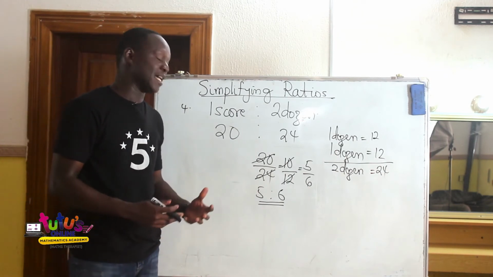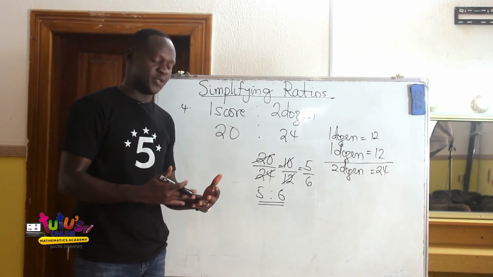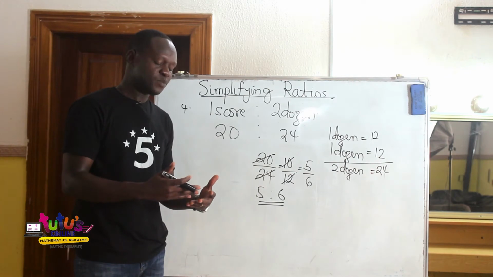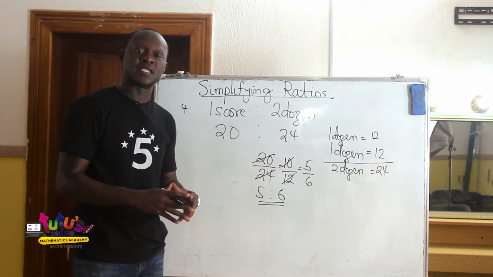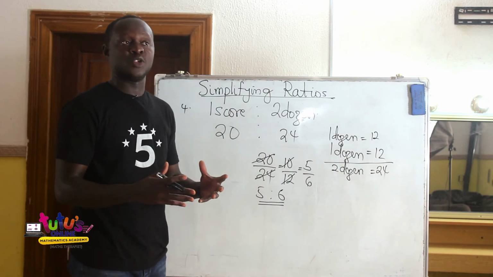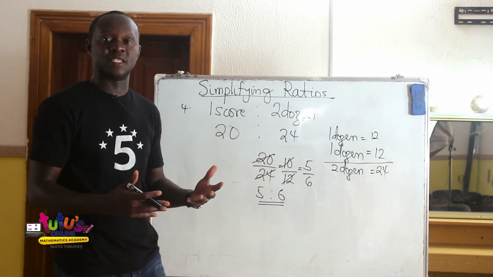And this one, we'll be looking at simplifying ratios when we have to do with time, in terms of days, weeks, months, years. And we also look at measurements, units of measurement like grams, kilograms, centimeter, and meter.